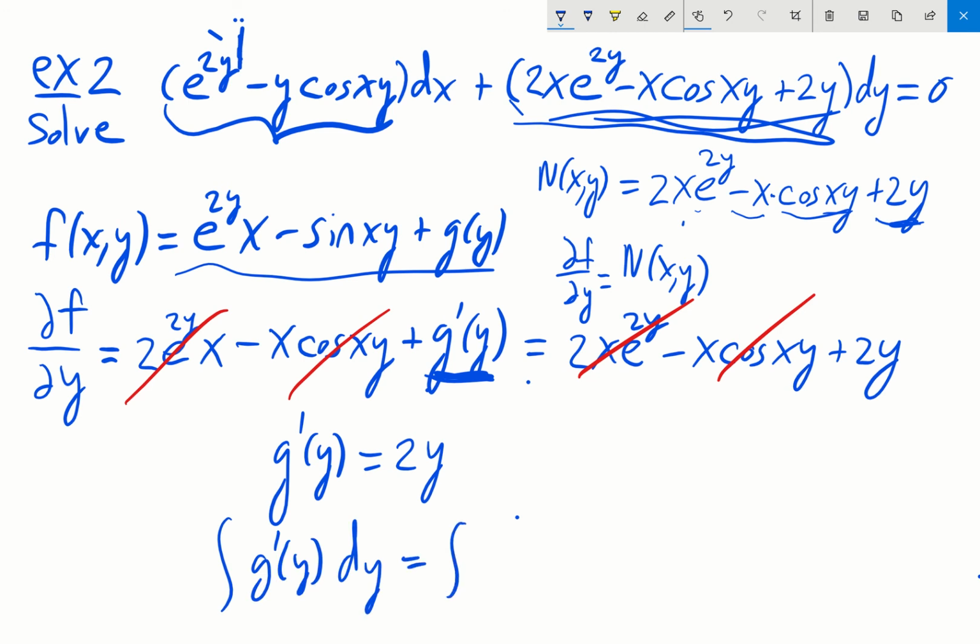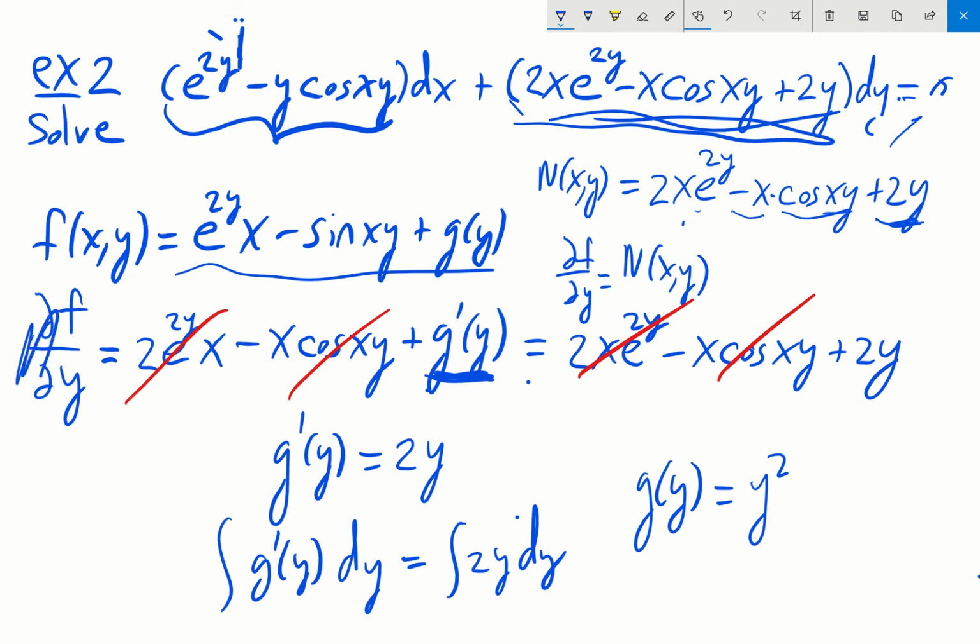This is a simple antiderivative of a single variable. Integrate both sides with respect to y, and we get that g of y is going to be equal to y squared. I'll leave the constant off. I think in the last example I put the constant there, but if you look at the right-hand side, whenever we integrate it, the differential of a constant is equal to 0. So I'll save that for a moment.